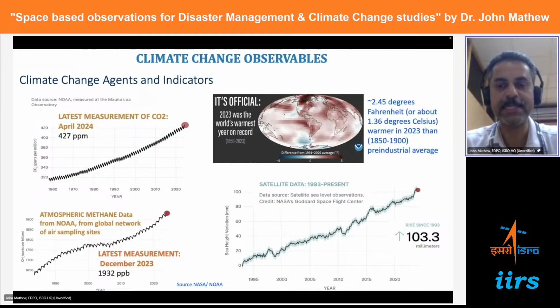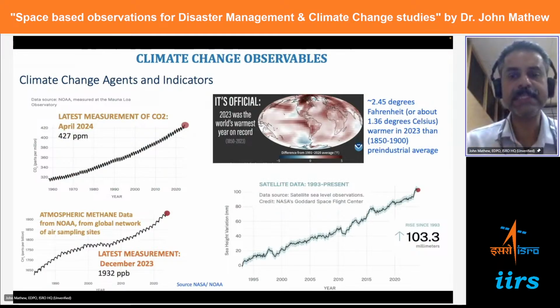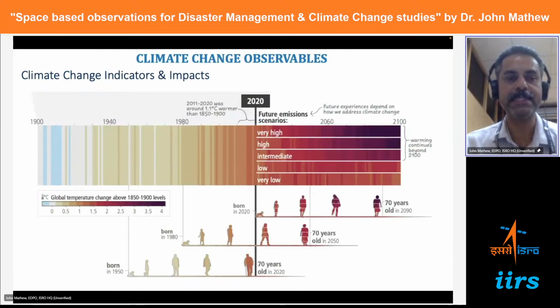And you can also see, on the lower right side, that there is a change in the sea level. And this figure, 103 millimeters, is since 1993. So in nearly 22 years, it has shown an increase of about 10 centimeters. So this is another indicator. You have temperature warming, you have increase of sea level. And I will move on here.